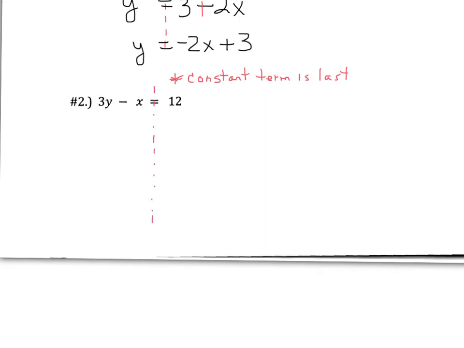So we're going to, let's see, what are we going to do? We're going to add x.